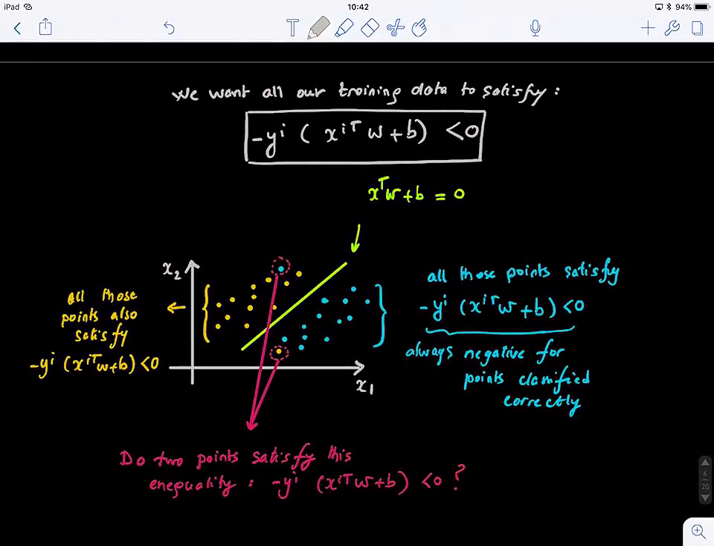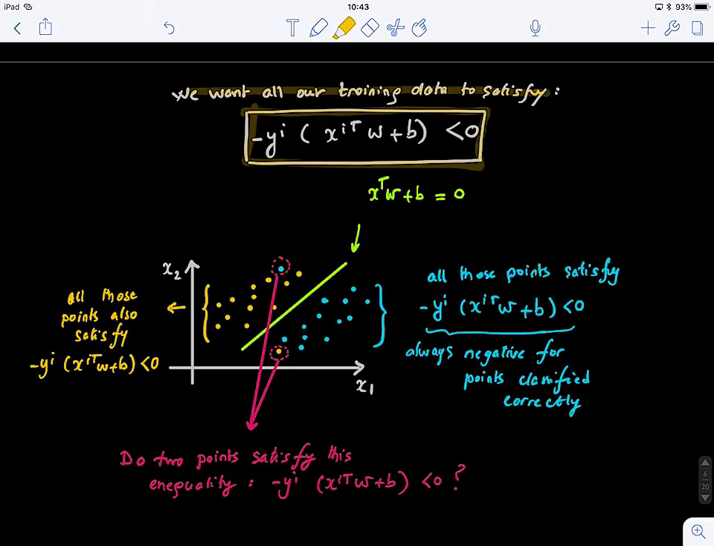So here, we want all our training data to satisfy this. If our classifier correctly classifies all the points, puts everything on the right side, then this is valid for all training samples. But it's not always the case, and we know that. It's a minimization problem. Our classifier, when it's initialized, is going to make a lot of mistakes, and we need to know when it's making those mistakes because we want to correct them.